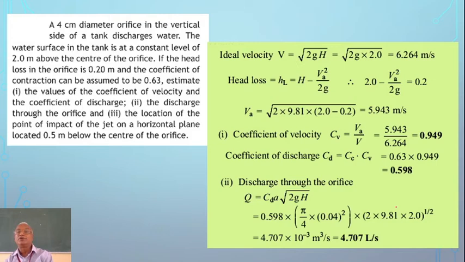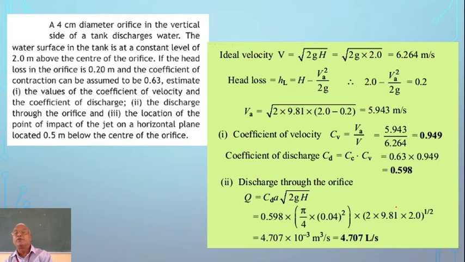H is equal to 2 meters because that becomes 6.264. Head loss HL will be nothing but H, the original one, minus velocity VA squared by 2g. If you do this, we'll be getting head loss, and this is given to be 0.2 meters directly. So I'll equate this to 0.2 so that velocity actual will be equal to root of 2 times 9.81, and then in the bracket it is 2 minus 0.2, because 2 is the overall, 0.2 is the head loss.